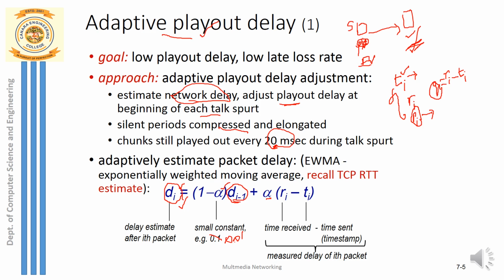Now, this average delay alone may not be enough, because between the sender and receiver the jitter, or the delay, keeps on varying. So apart from this average delay, we also require calculating a variance, the average deviation of the delay. We have a parameter for that. We'll see that.